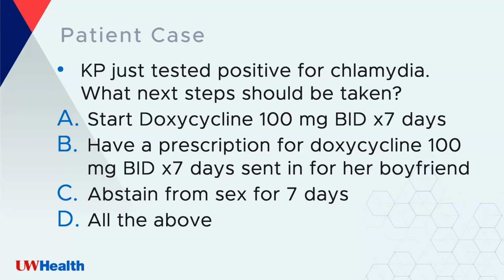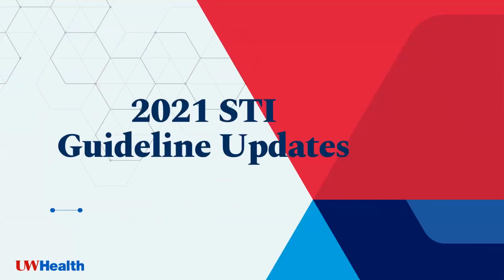Perfect. Yep, it is going to be D. So since KP saw a provider, she is able to get that prescription for doxycycline, and her boyfriend is able to also get the same prescription to prevent that reinfection occurrence, as well as abstaining from sex to prevent that reoccurrence from happening. So now we're going to really jump into the 2021 guideline updates that have happened, and really how this has affected clinical decision making.